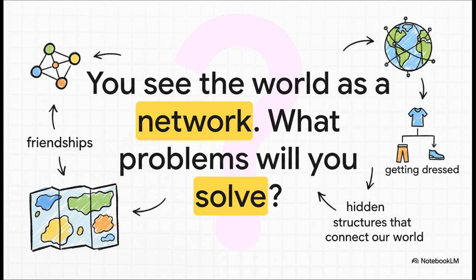So there you have it. From your social life to coloring maps to just getting things done in the right order. Graph theory gives us this amazing new lens to see the hidden connections that shape our world. The only question left is, now that you have this tool, what connections are you going to start seeing? And what problems are you going to solve?